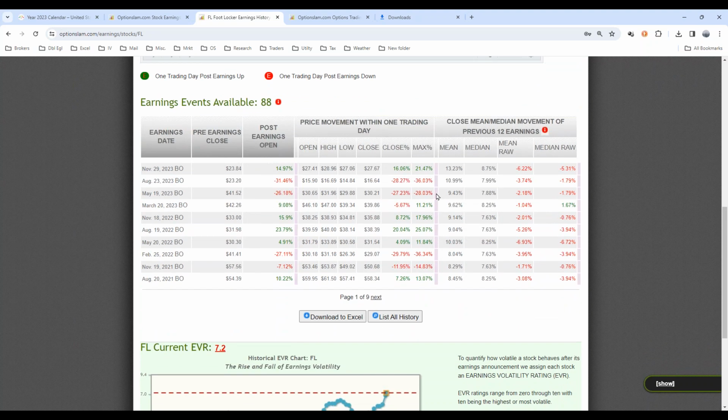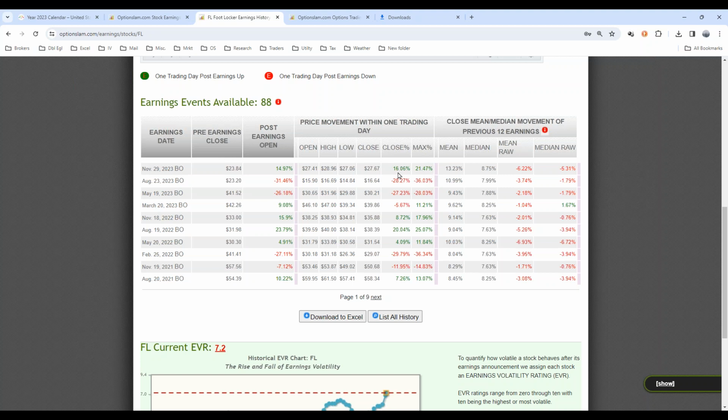Why does it get a 7.2? Because look at how this stock moves. The one trading day after an earnings event. Here's the earnings event. Here's the one trading day. The max move was 21% in one day.